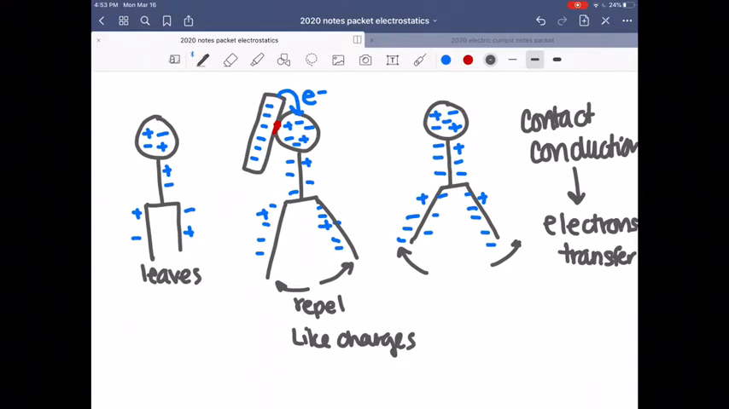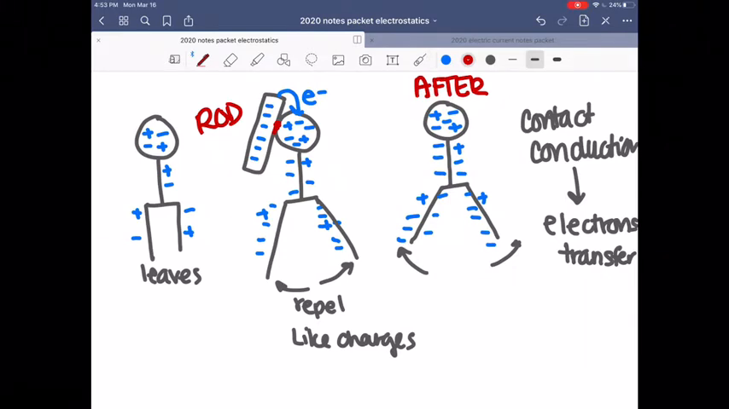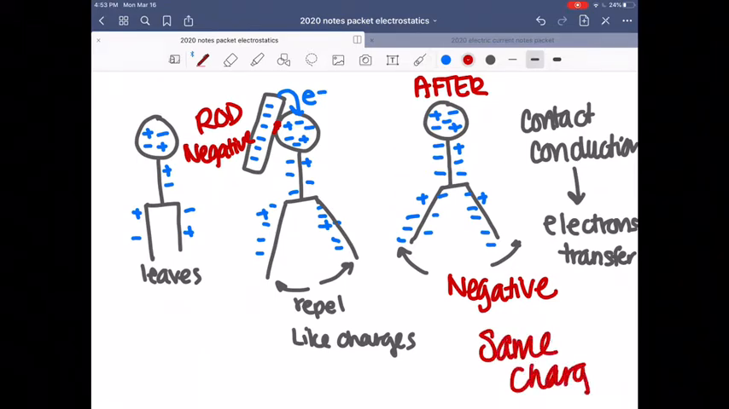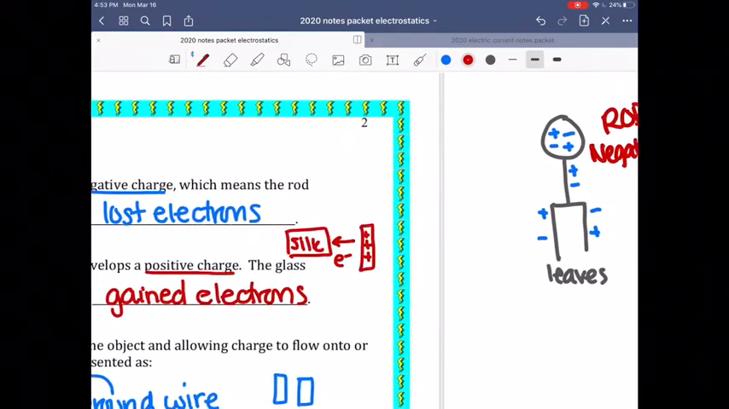And if you look at the charge on the rod and the overall charge after the charging was completed, you'll notice whatever the charge on the rod was is going to be the overall charge on the electroscope after. So this has a negative charge. After the charging is completed, the rod had a negative charge. So with conduction, the two objects end up as the same charge. Okay?